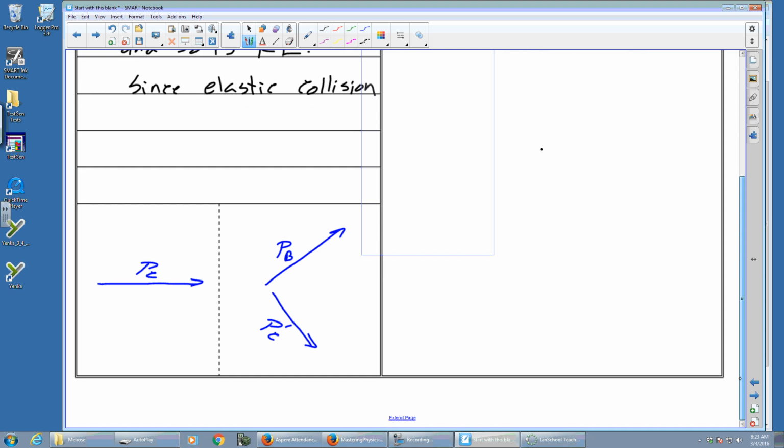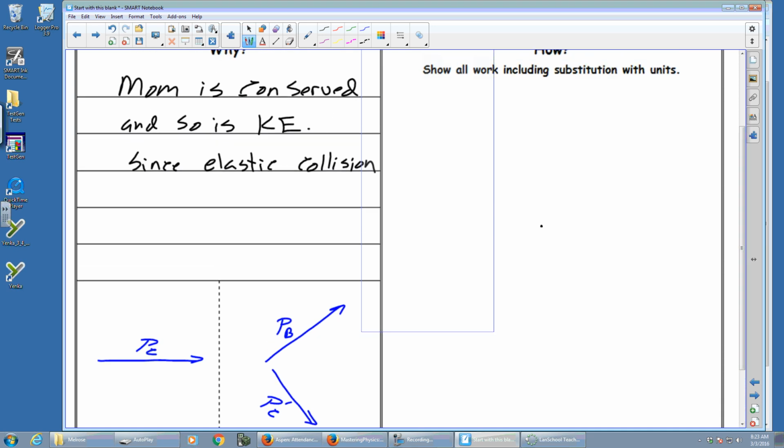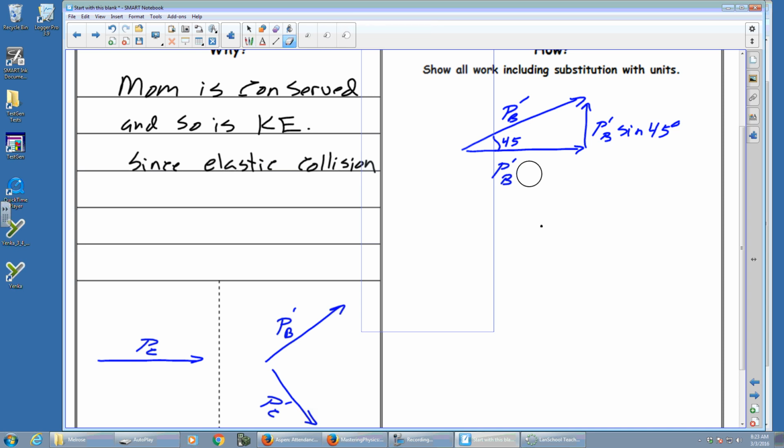I'm going to make sure I do the components. So the momentum of the black ball, let's put this afterwards, because really the momentum of the black ball before is 0. And we know this angle is 45. So this would be momentum prime of the black ball sine 45 degrees, and momentum prime of the black ball cosine 45 degrees.